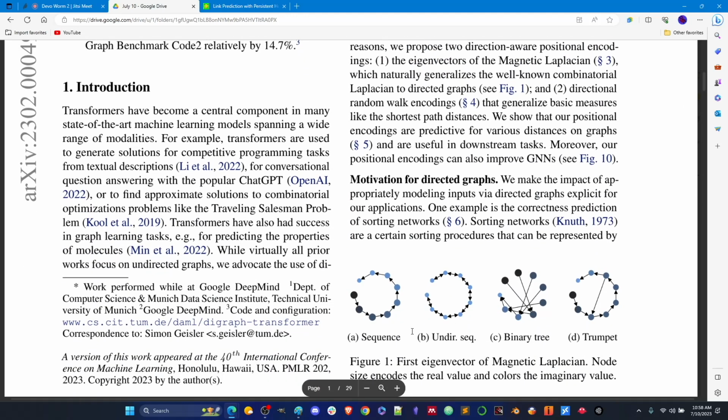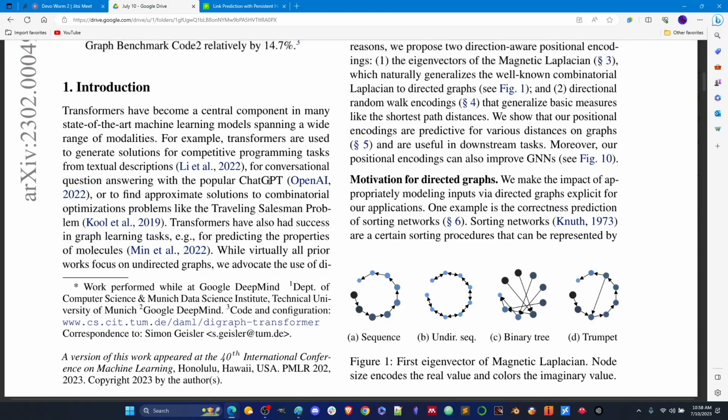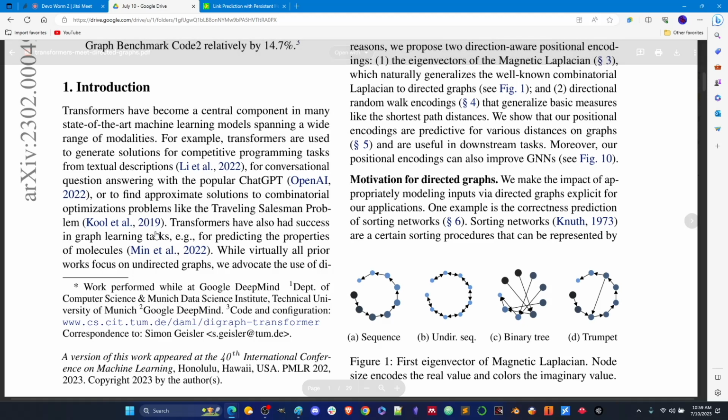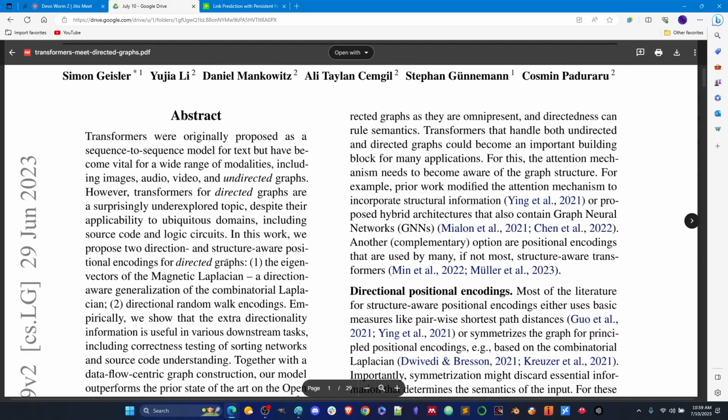So they talk about transformers. Transformers are used to generate solutions for competitive programming tasks, from textual descriptions, for conversational question answering with the popular ChatGPT. So ChatGPT uses a transformer, or to find approximate solutions to combinatorial optimization problems like the traveling salesman problem. These are all standard benchmarks. Transformers have also had success in graph learning tasks, from predicting the properties of molecules to other things. While virtually all prior work focuses on undirected graphs, they talk about directed graphs here.